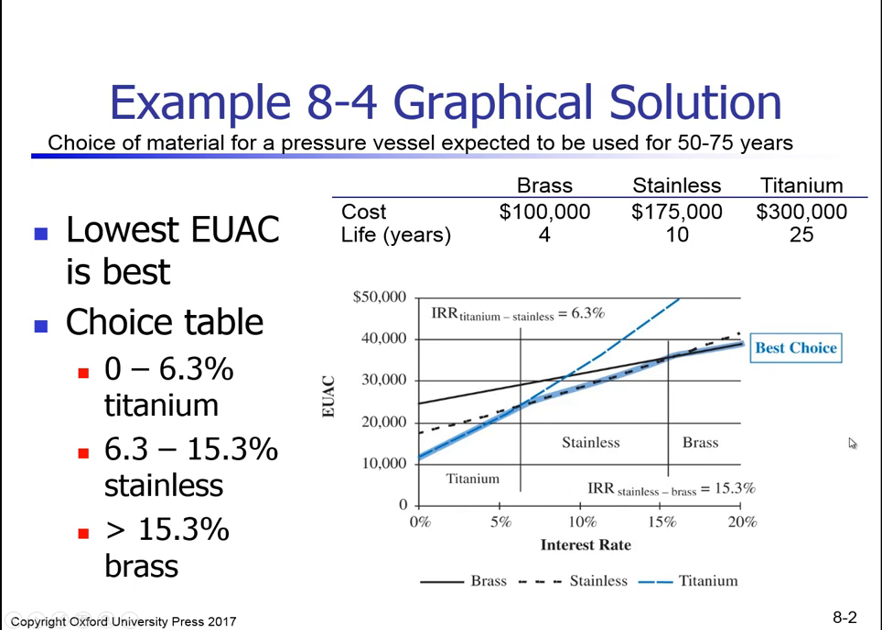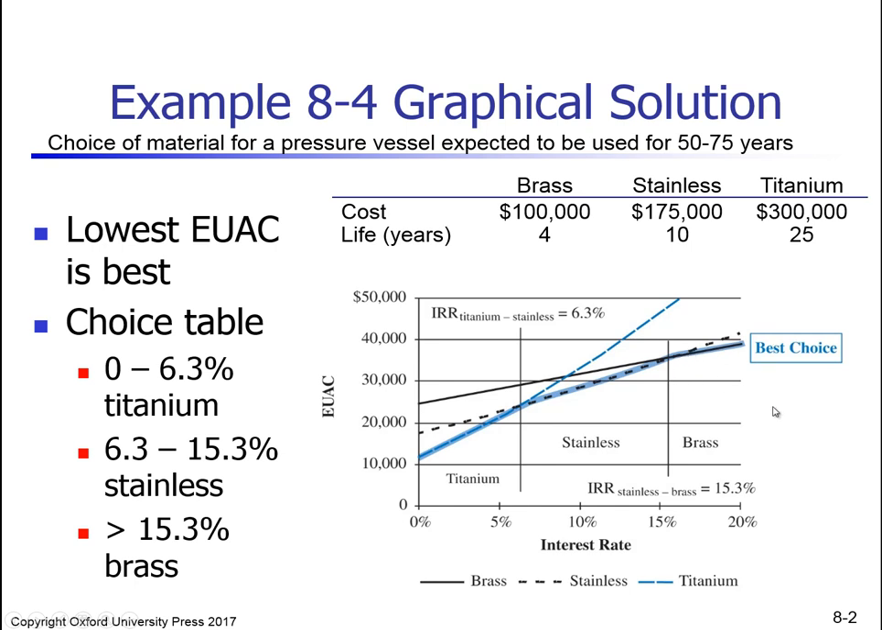And what we want is the one that has the lowest EUAC. We want to minimize our cost. And it really depends upon what our interest rate is as to which one is the better deal. And so the best choice is actually highlighted in blue. And so for titanium, it works out that at low interest rates, titanium is the better choice. At moderate interest rates, the medium range of interest rates from about 6.3 to 15.3, stainless is the better choice. And at high interest rates, the lowest cost, the brass pressure vessel is the better choice.